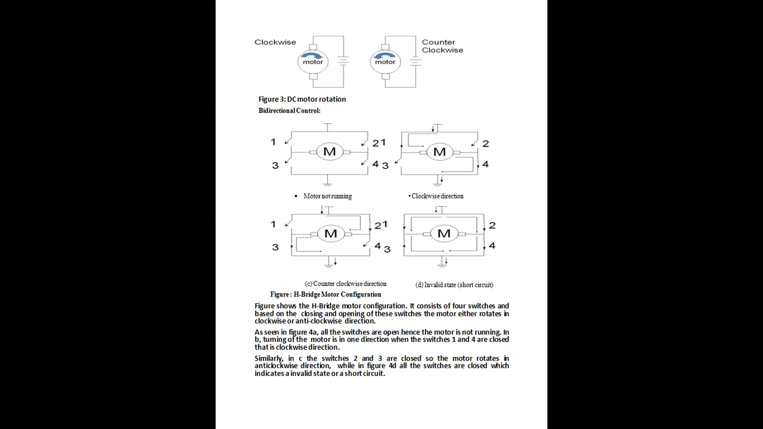Next, how the DC motor rotates in clockwise and anti-clockwise directions. Here, how the motor is running, when the motor is not running, what the windings will be. If clockwise, how it is going to run through the windings; anti-clockwise as well. If it is short circuited, how the motor is shorted through the windings. This H-bridge motor configuration will show. So a DC motor has 4 states: not running, clockwise direction, anti-clockwise direction, and finally short circuit.